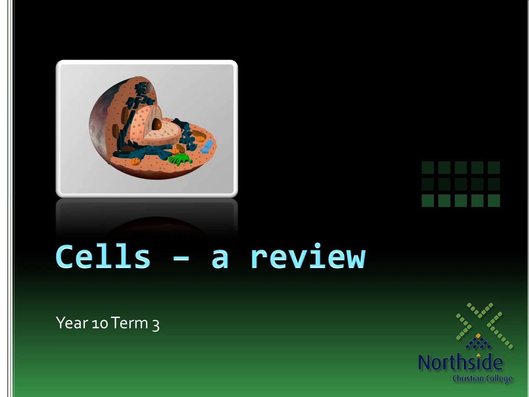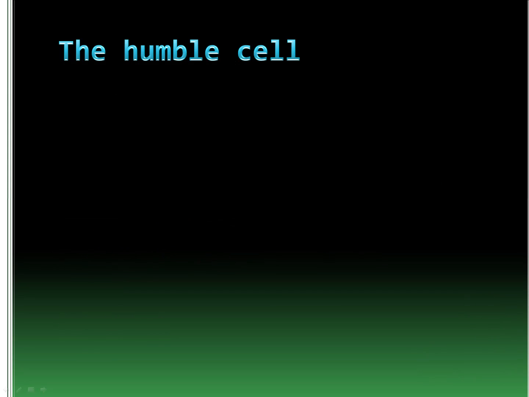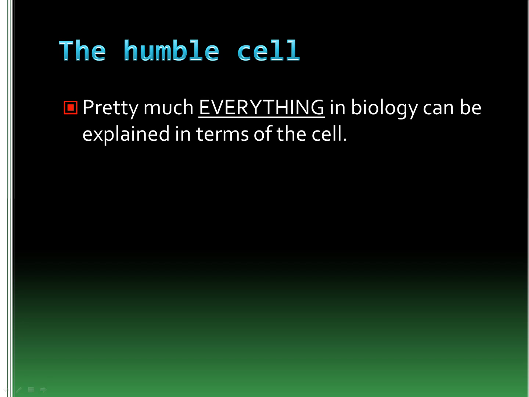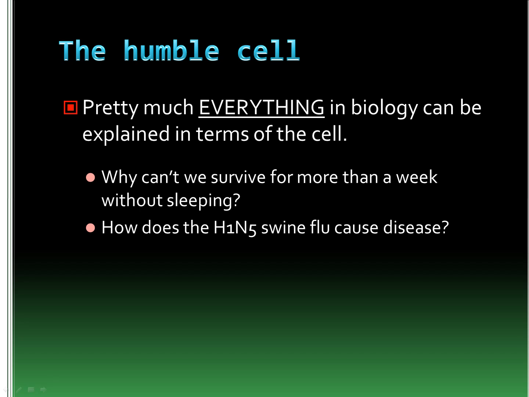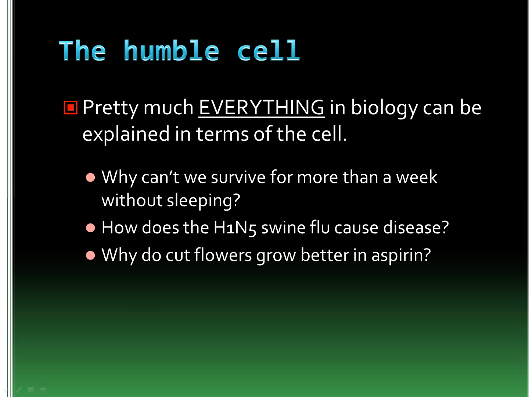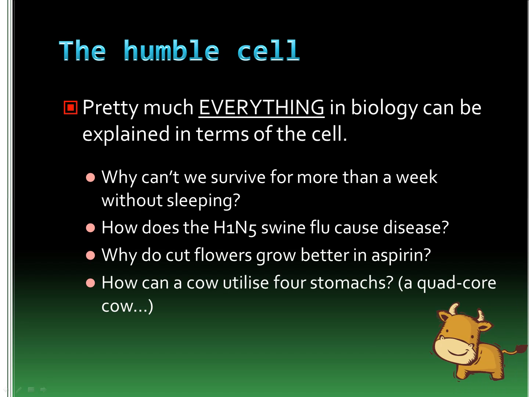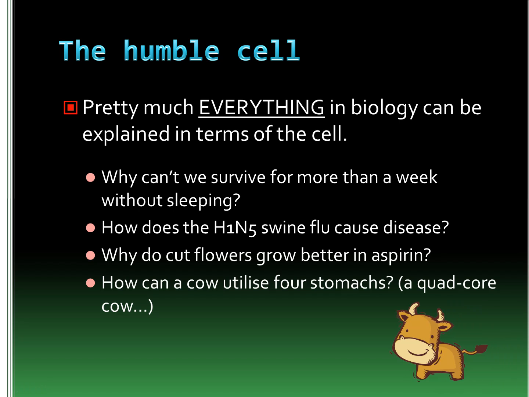In fact, some people argue that pretty much everything in biology can be explained in terms of the cell. So things like human physiology, how viruses and bacteria cause disease, how plants work, how animals work. You can explain a lot of these things in terms of cellular processes, if you understand what a cell looks like, how it responds and interacts with other cells.